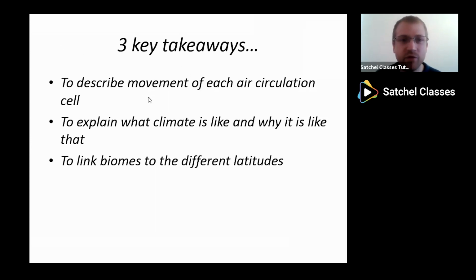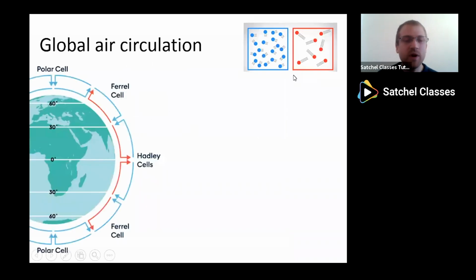Make sure you have something to write down, make annotations. This can often be quite a tricky topic, but if you break it down bit by bit, it should simplify that. So our global air circulation. What I've done, I've got a diagram just on the left, which shows the different cells that we can have.